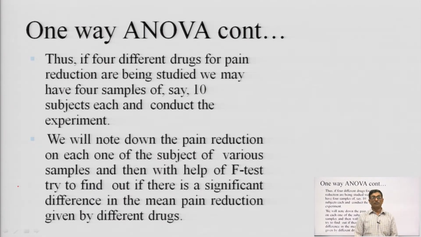If we take an example to understand one way ANOVA, suppose 4 drugs for pain reduction are being studied. We have 4 samples, say 10 subjects each, and conduct the experiment. We note down the pain reduction in each subject of the various samples, and then with the help of the F test we try to find if there is a significant difference in the means of pain reduction given by the 4 drugs.